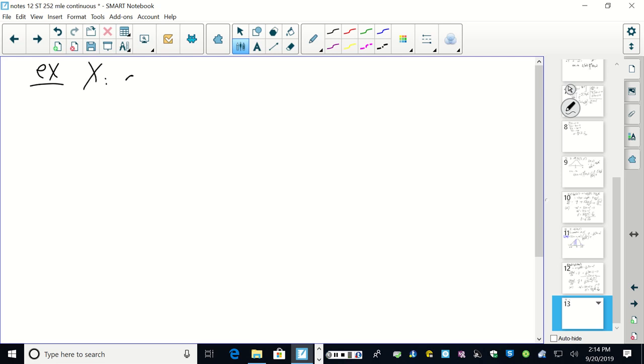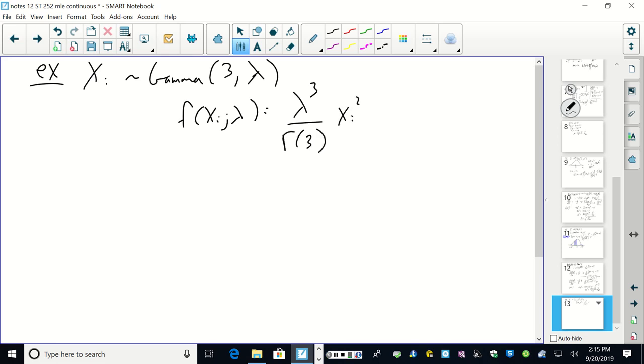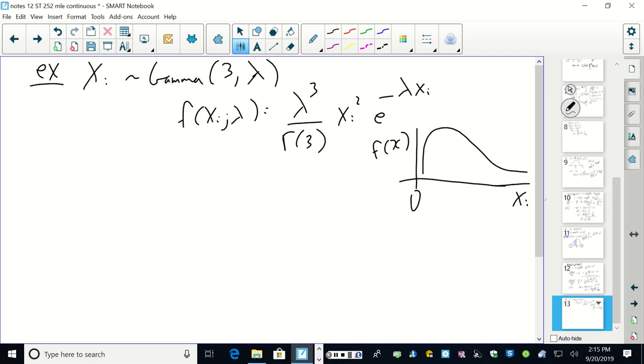Now, a gamma random variable, I'll write it like 3 with lambda. This density equals lambda cubed over gamma of 3 times xi squared e to the negative lambda xi. And gamma random variables are positive random variables. This is the density function here. This gamma of 3 value is actually 2.